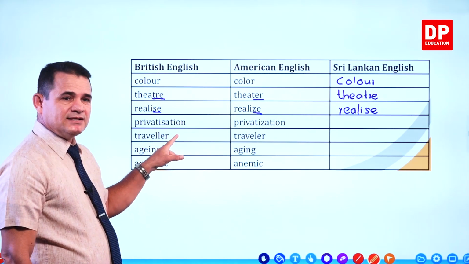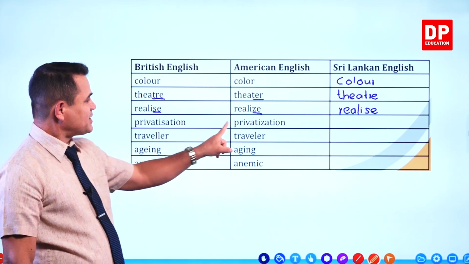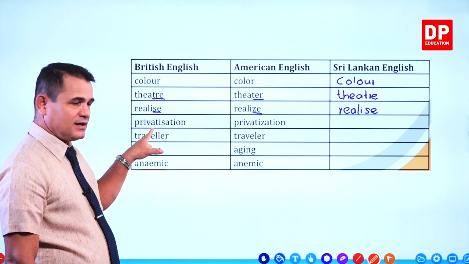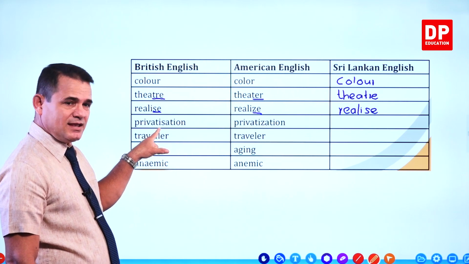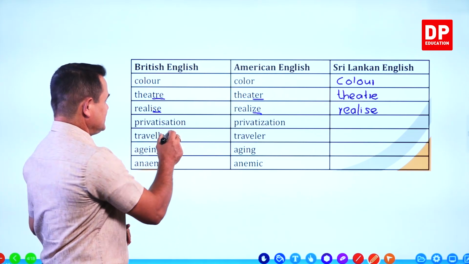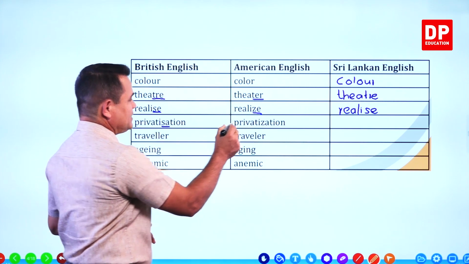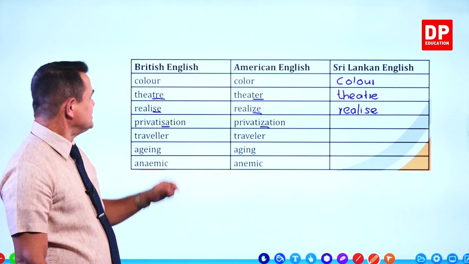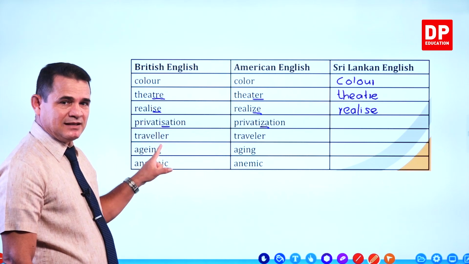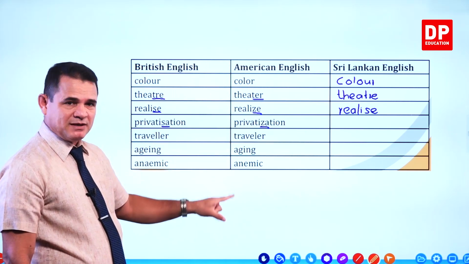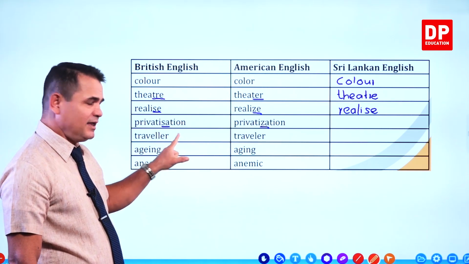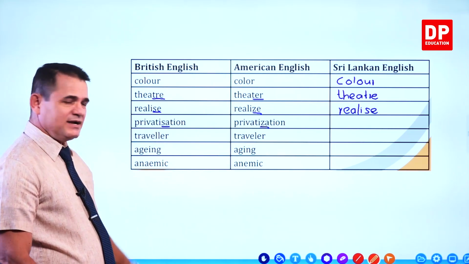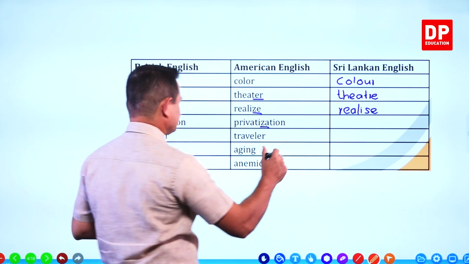And privatization. What is the difference? Privatisa here, but here is a Z. See the difference between the British English spelling and American English spelling. Here is an S, here is a Z. We use British English.